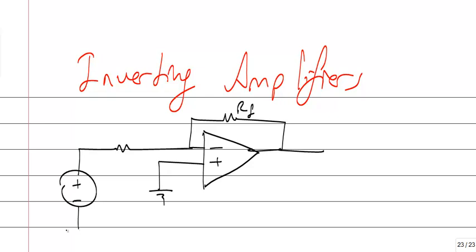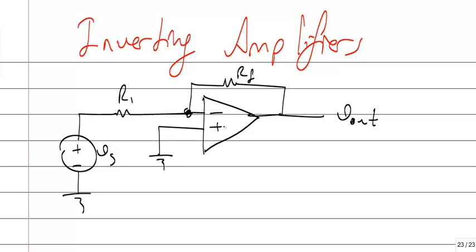If you do this connection, look, V plus, what's V plus? This is V source. What's V plus here? 0 volts. What's V minus? V source. It's connected to here. No, not V source. V out. R1.